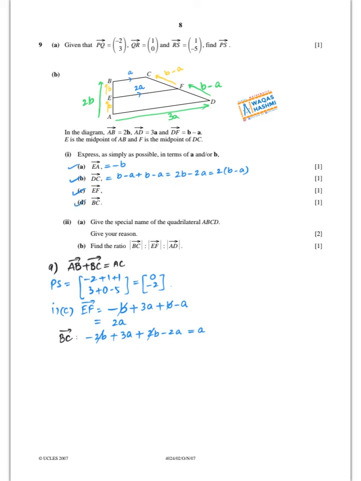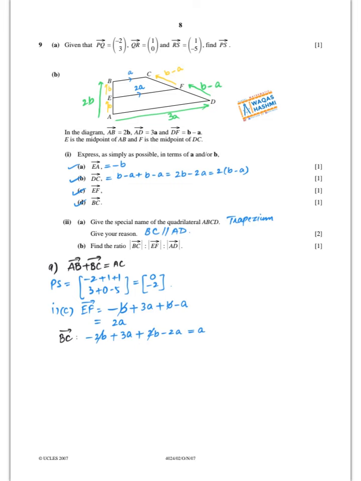After that, give a special name of quadrilateral ABCD. Now if you observe, it's A, 2A and 3A, that means these all are parallel. And the special name of the quadrilateral, it's trapezium. Now you need to write down the reason, and the reason is sides are parallel, right? So which two sides are parallel? We can say that in ABCD, BC is parallel to AD. Since we have one pair of parallel sides, that is the condition for trapezium.